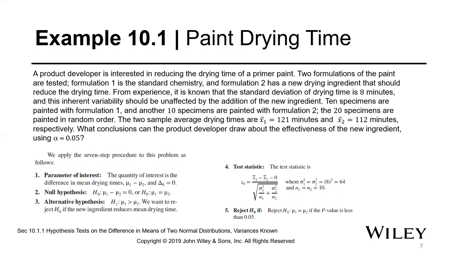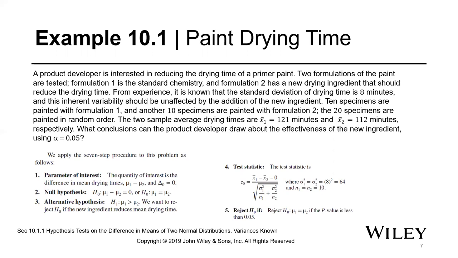The 20 specimens are painted in random order. The two sample average drying times are 121 minutes and 112 minutes. So sample one, or formulation one, is 121, and formulation two is 112. What conclusions can you draw about the effectiveness of the new ingredient using alpha at 0.05? My question is, what null and alternative hypotheses would you choose?